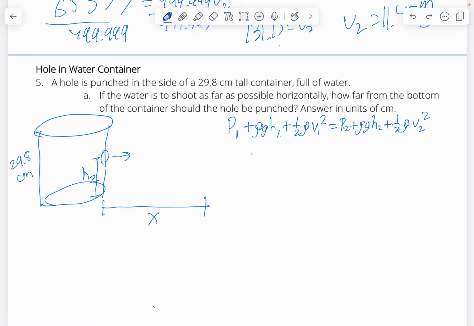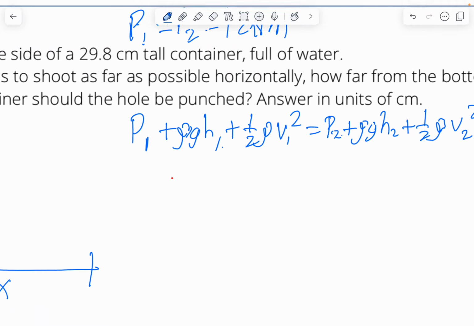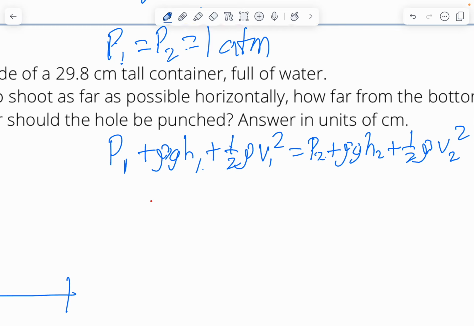And for your 1s, you have to choose something that you have enough information about. Since we know the height up here, I'll make my 1s at the very top of the container. Some more assumptions you have to make are that the container is open to the atmosphere, and the hole is also open to the atmosphere. So anytime you're at a point that's open to the atmosphere, the pressure is atmospheric pressure. So P1 and P2 are 1 atmosphere, and since they're both the same, I can cancel them out on both sides.